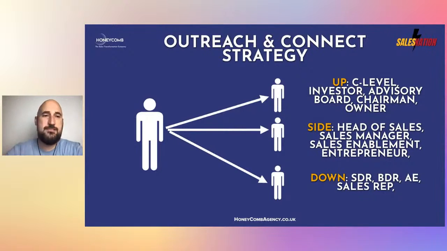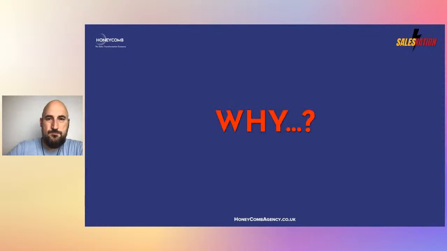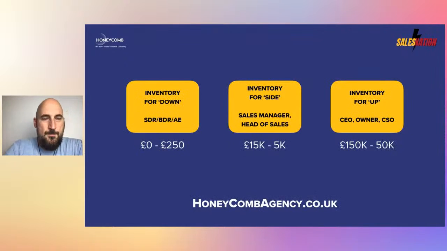So why do we have this threefold approach in our outreach and connection strategy? It was very simple. First of all, we have an inventory of different products. And I'm talking about Honeycomb and Sales Nation right now. So this is a live example of why we do it. And most likely you will have an inventory as well, or you will have more than one product, or more than one entry level into your products.